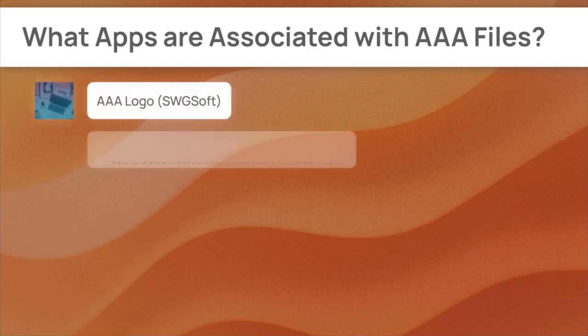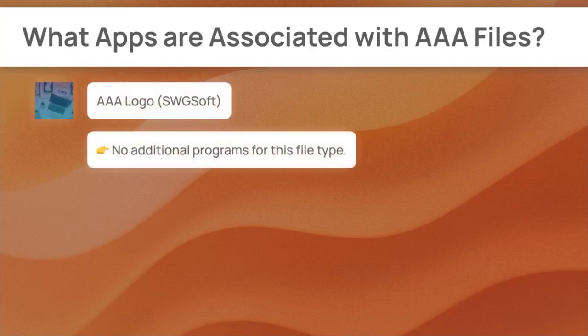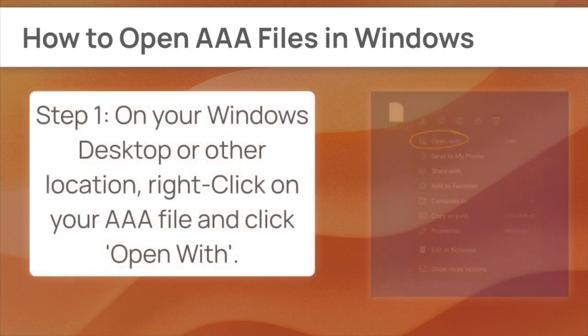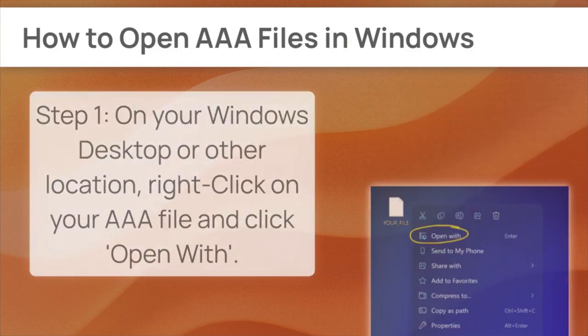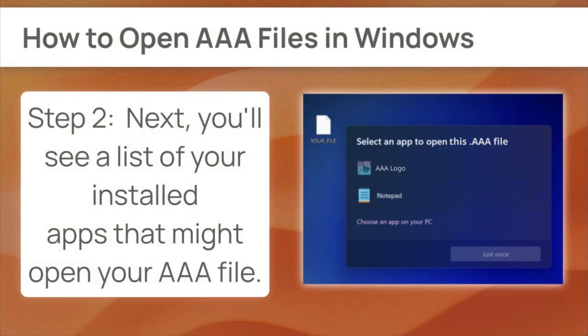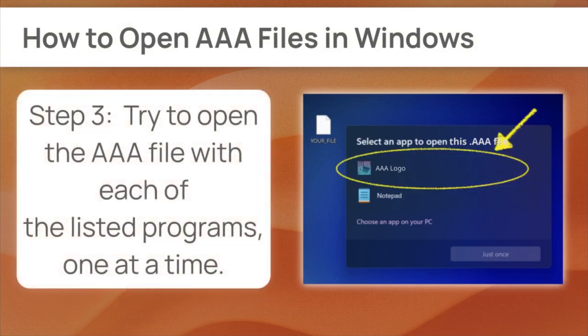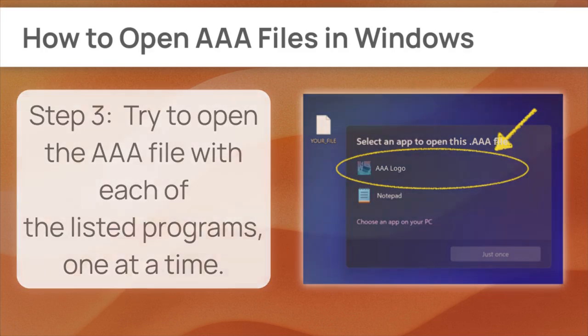This proprietary format is best opened by AAA Logo from SWG Soft for the AAA type. To unlock the full potential of this format, a dedicated program is required for rendering. Windows can preview artwork, but vector paths, masks, and layers need proper editors. Open the menu by right-clicking your AAA file and choosing Open With. Test AAA Logo first if it is visible. If not, select another application. Different tools have different strengths with specific formats.